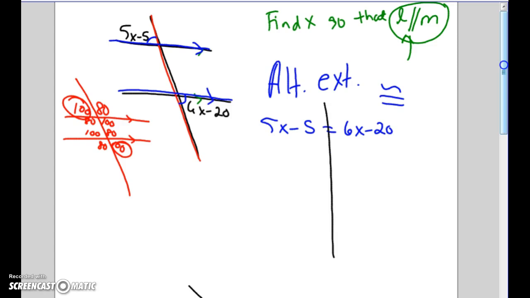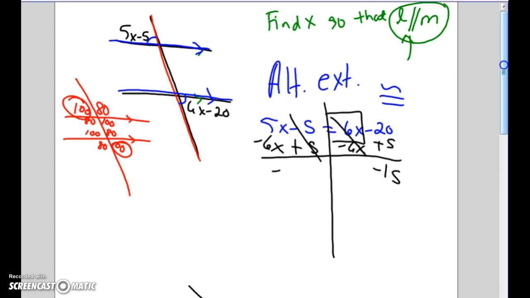Good. So if I'm here, what would I do first to solve this problem? Add 5 to both sides. Okay, I can add 5 to both sides. So that makes this a negative 15, which means I need to subtract 6x from both sides, right? So that gives me a negative 1x is equal to negative 15. Now what? Divide by a negative 1. And then that gives you a positive 15. Good. So my question is, am I done?